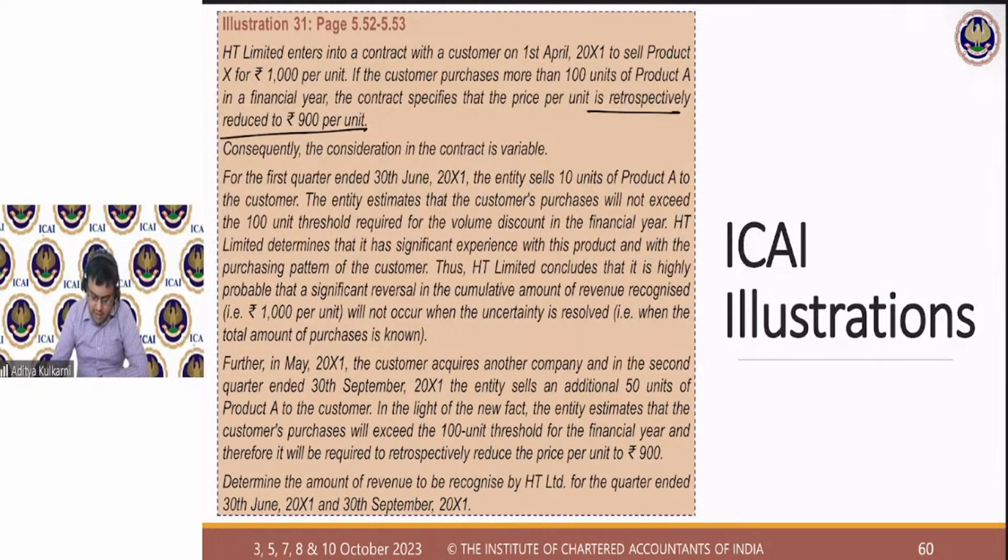For the first quarter, the entity sells 10 units of product A to the customer. The entity estimates that the customer's purchases will not exceed the 100 unit threshold required for the volume discount in the financial year. HT Limited determines that it has significant experience with this product and with the purchasing pattern of the customer. Thus, HT Limited concludes that it is highly probable that a significant reversal in the cumulative amount of revenue recognized will not occur when the uncertainty is resolved, that is, when the total amount of purchases is known.